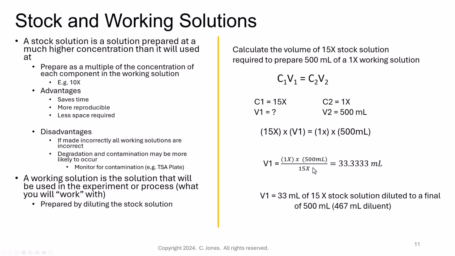And that means that we're going to take 33 mils of the 15x stock solution, dilute it to a final volume of 500 mils. So that means we need 467 mils of diluent. We need 467 mils of diluent. Okay, and that 467, of course, comes from 500 minus 33.